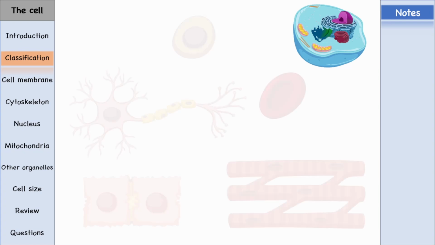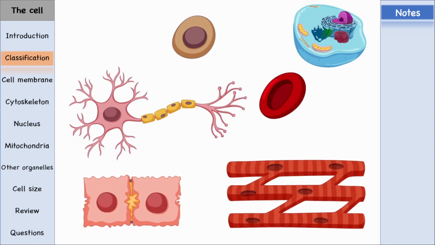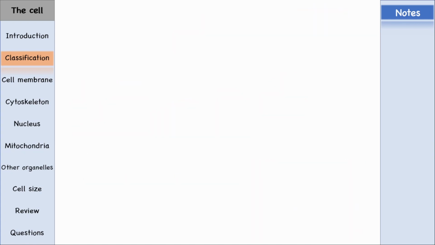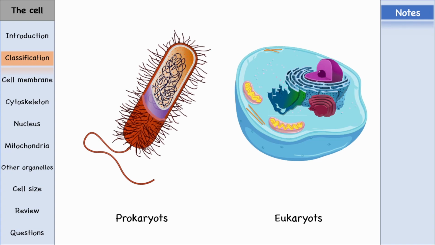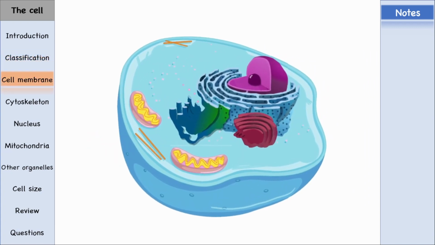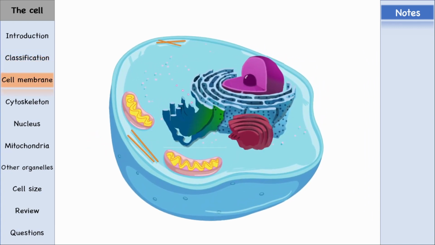There are a lot of different cell types. In the human body, there are more than 200 different types of cells. But in general classification, cells are divided into two groups: eukaryotic cells and prokaryotic cells. Before talking about the differences between these groups, let's first take more information about the cell structure and organelles.